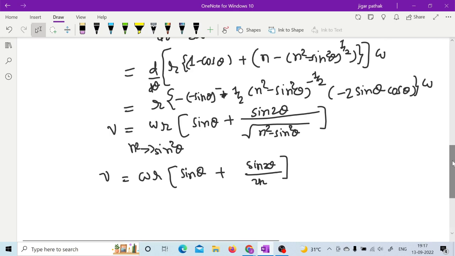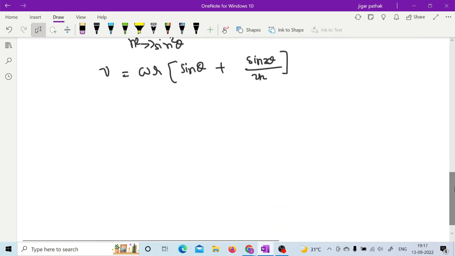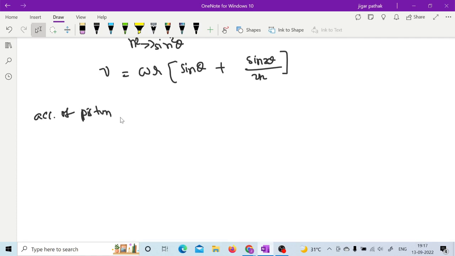Once you are done with velocity, the next step is to calculate the acceleration of piston. The piston's acceleration can be given by dv by dt.